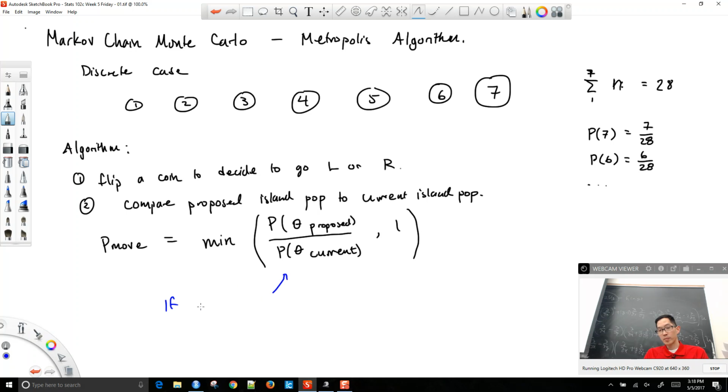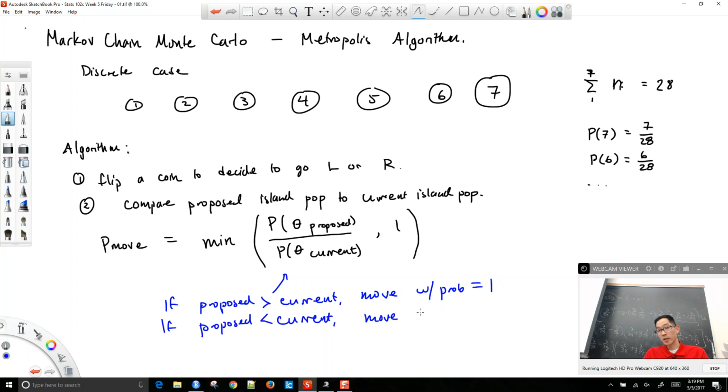Okay, so if proposed is greater than current, move with probability equal to 1. And if proposed is smaller than current, move with probability equal to probability theta proposed divided by probability theta current. And that's basically it. And we just repeat.